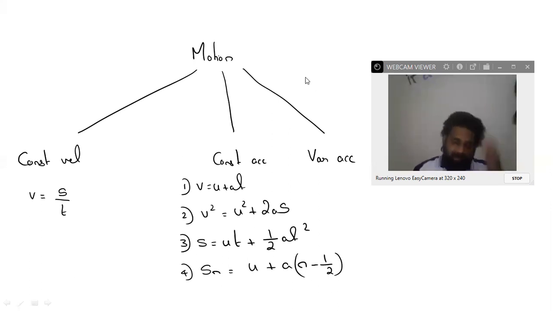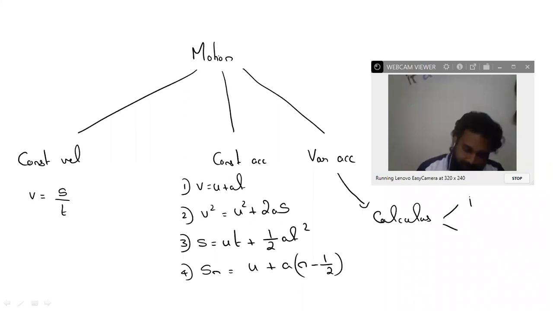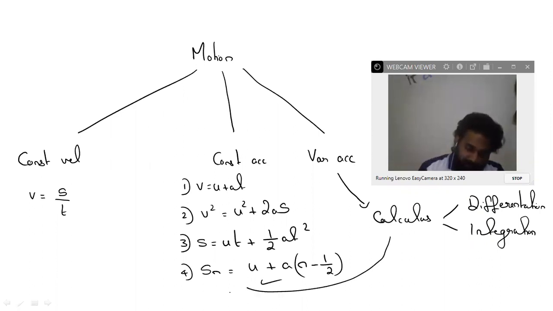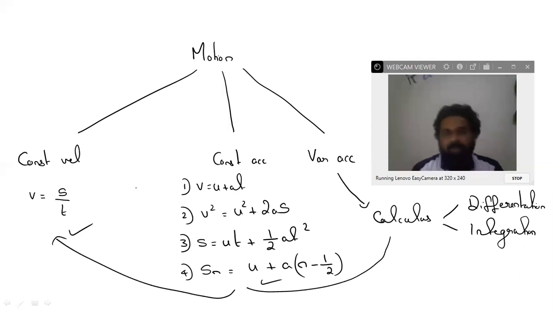Now the third category is variable acceleration. If variable acceleration comes, definitely we won't be able to use all these equations. Here the only way is calculus. What is that? Calculus, differentiation and integration. But this calculus can be used here also. Whatever be the kind of situation, we can use integration and differentiation for doing the problems.